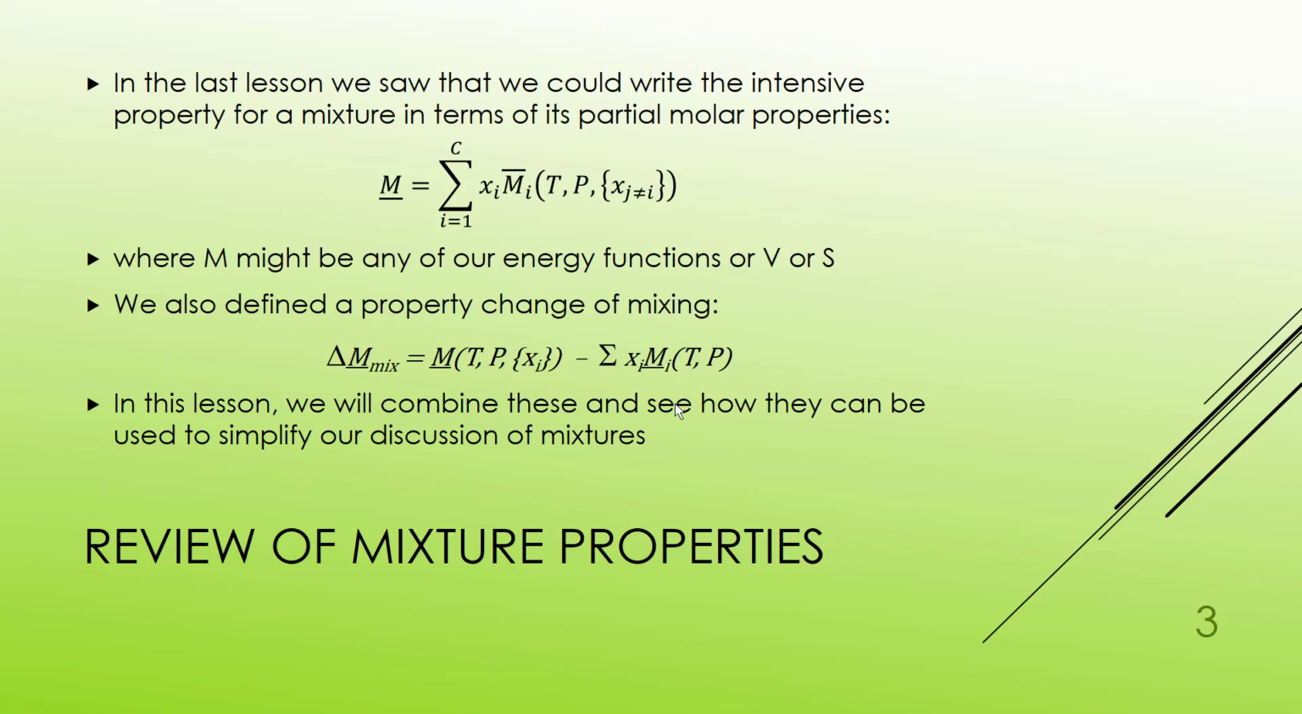Now, M could be any of our energy functions, or the volume, or the entropy. We also, at that time, introduced a property change of mixing. And the property change of mixing is this actual quantity for the mixture minus what you would get if you had just taken the pure species specific quantities for M. In this lesson, what we'll be doing is looking at how we can combine these and use this to eventually simplify our discussion of mixtures.